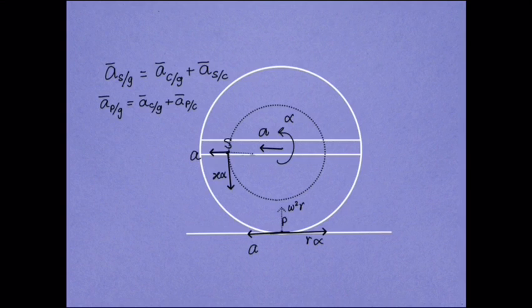Now if you take a point P, which is in contact with the lower surface, there are again two accelerations. One is acceleration of center with respect to ground, that is A, and one is acceleration with respect to center, and that is due to the circular motion. So again we have two accelerations, r alpha and omega square r. Omega square r is again 0, omega being 0. These are the two accelerations, and since it is rolling, A and r alpha are equal numerically, so they cancel out and acceleration of P becomes equal to 0.